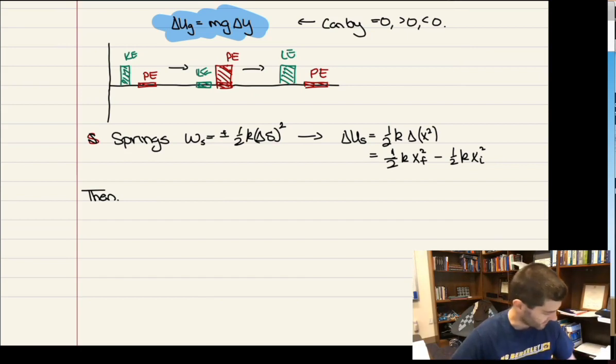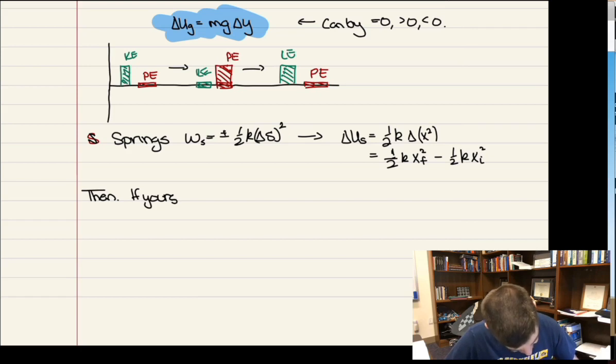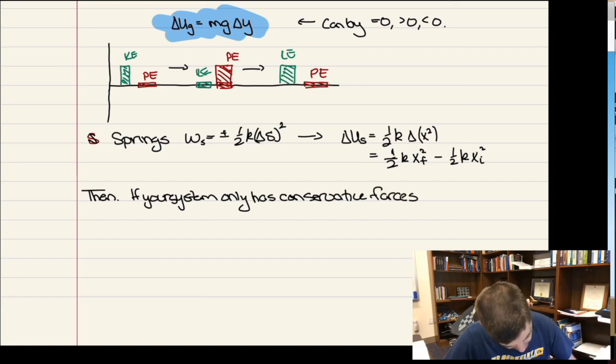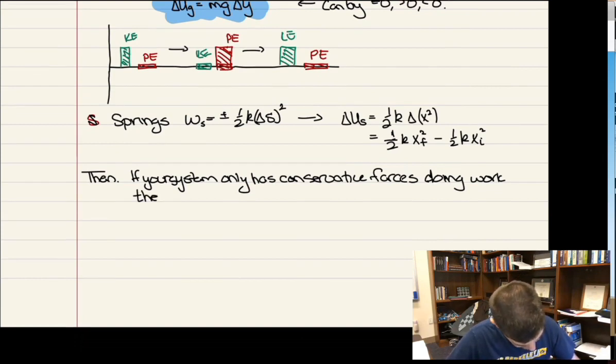So the final thing to say here is that if your system only has conservative forces doing work on the system, then you get what we call the conservation of mechanical energy.